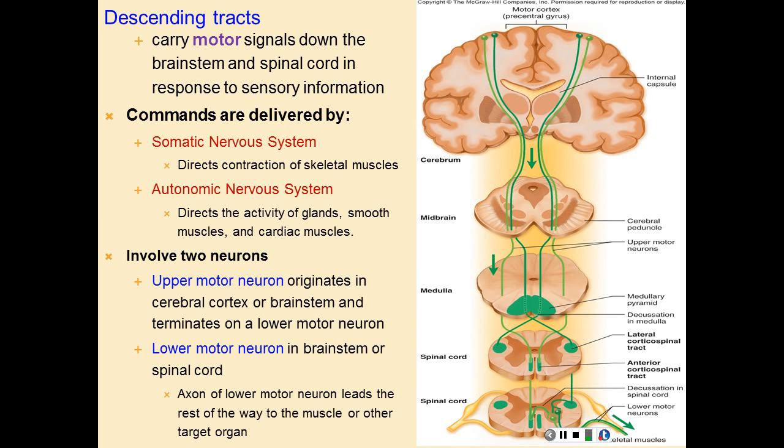Now the commands are delivered by either the somatic or autonomic nervous systems. The somatic nervous system directs contractions of the skeletal muscle, and the autonomic nervous system directs the activity of glands, smooth muscle, and the cardiac muscle.